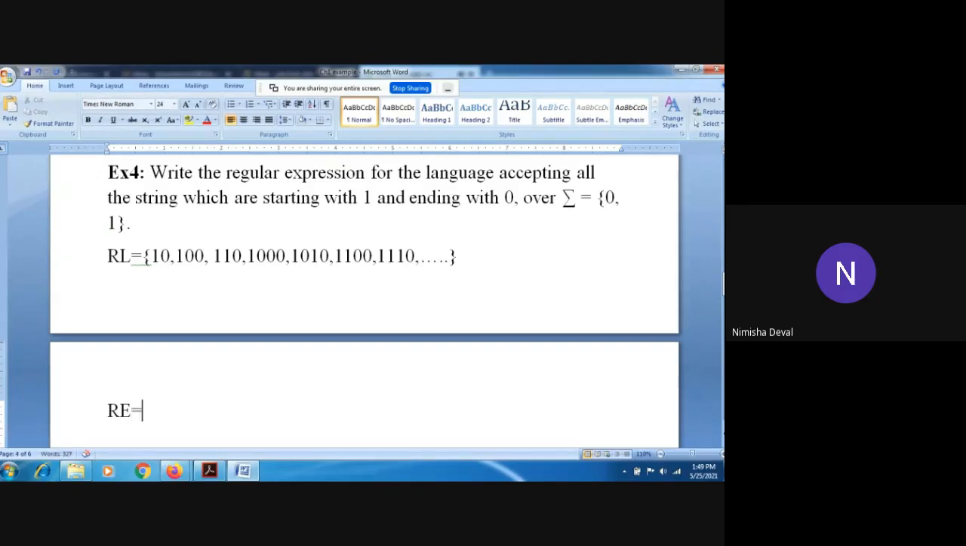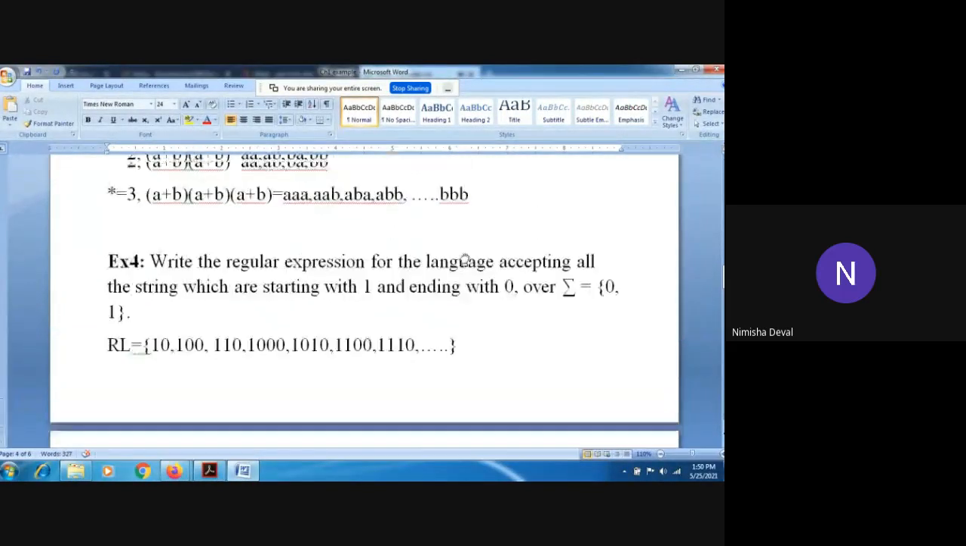I can give you some time. I will give you one hint also. Our regular expression contains the string that starts with 1, ends with 0. In the middle portion, you have to write the remaining logic. Okay, just apply the same logic.